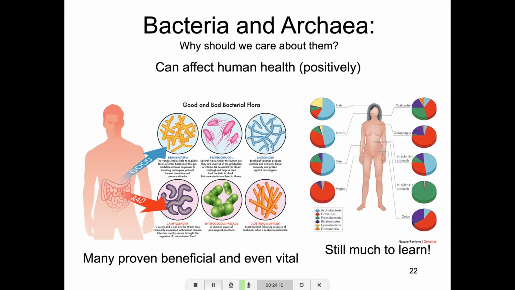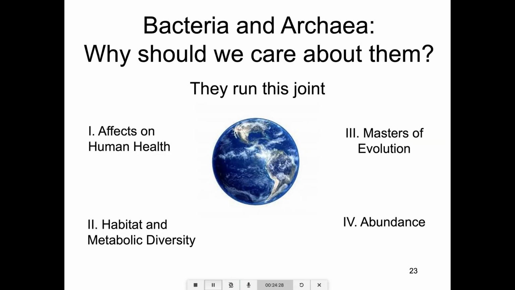And so they're looking at other studies of the microbiomes of hair and oral cavities and nostrils and the esophagus, and we're finding that there's huge diversity in all of these different locations in terms of the types of bacteria that are there. We're learning a lot more about how these things are both positively and negatively influencing human health. So bacteria are important for human health, and that's just a few of the ways that they're important.